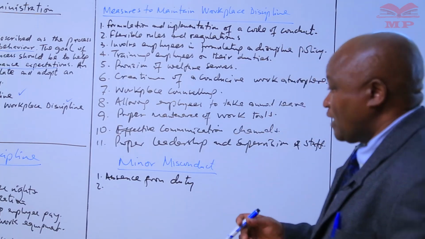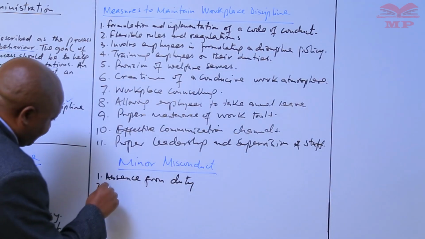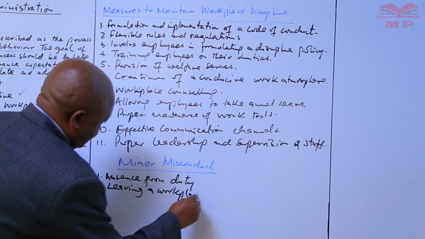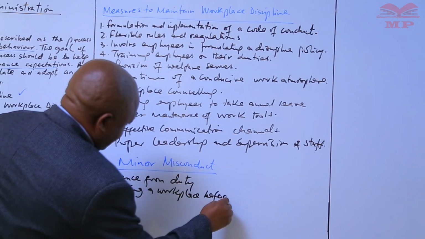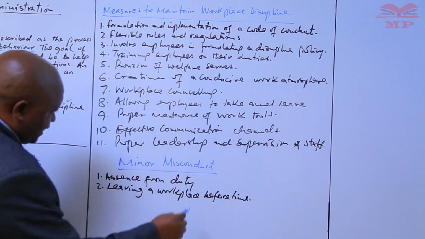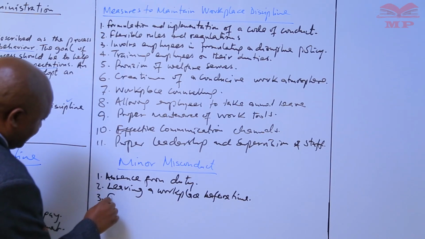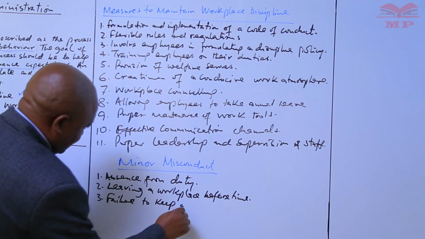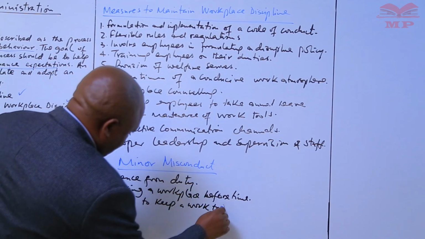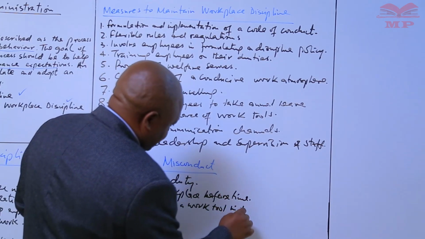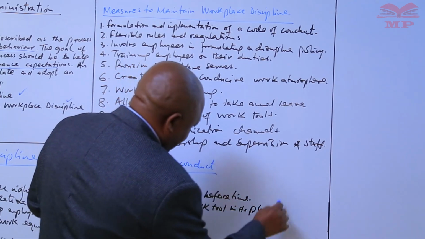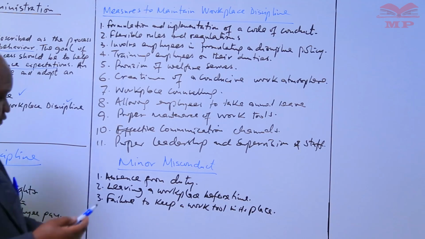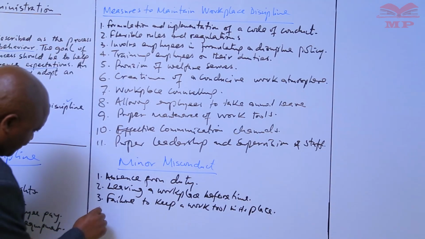Then leaving a workplace before time. And then there might be, for example, failure to keep a work tool in its place. Maybe there is a toolbox where an item is supposed to be kept, and this worker does not keep that particular tool there.